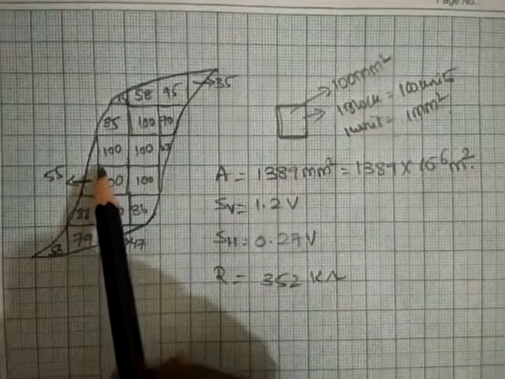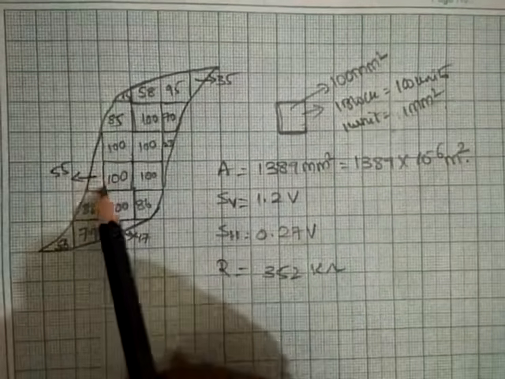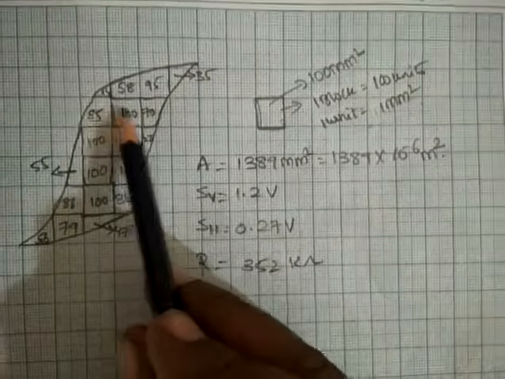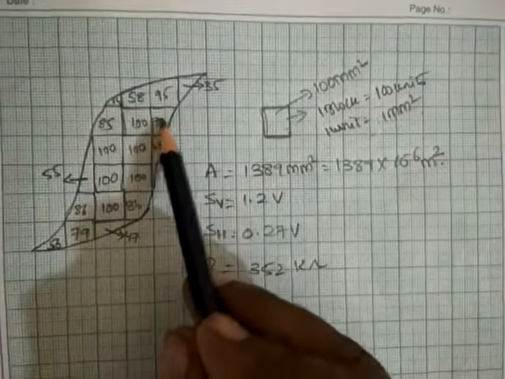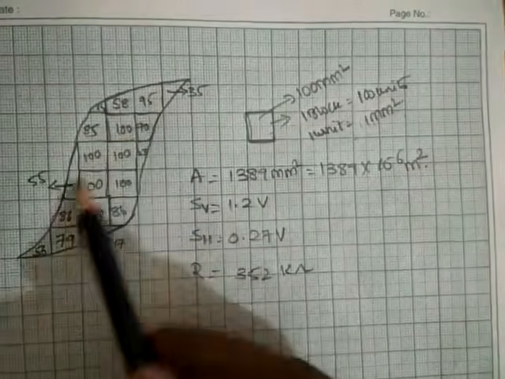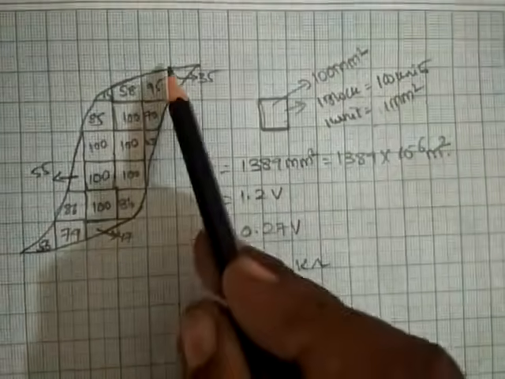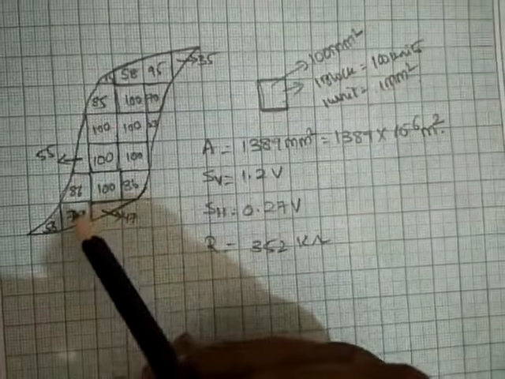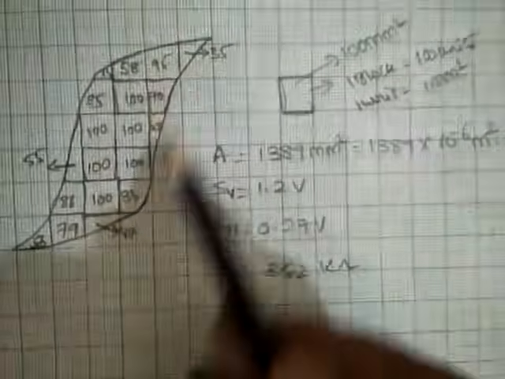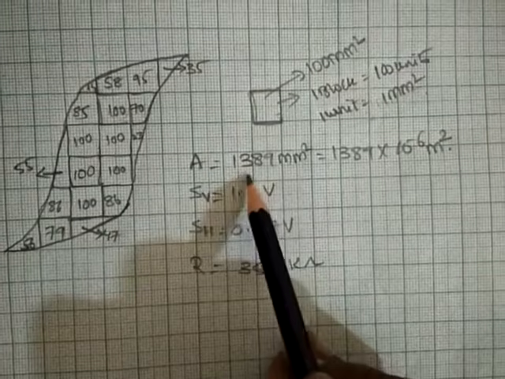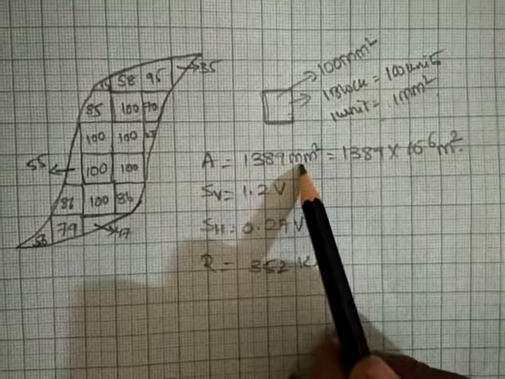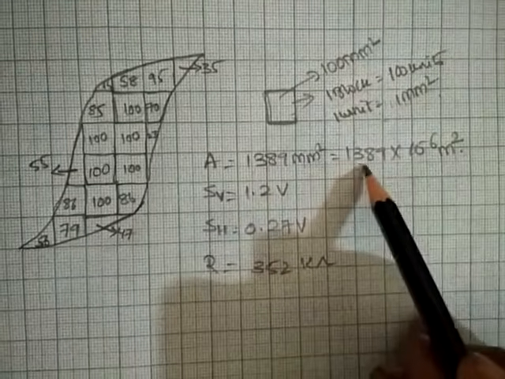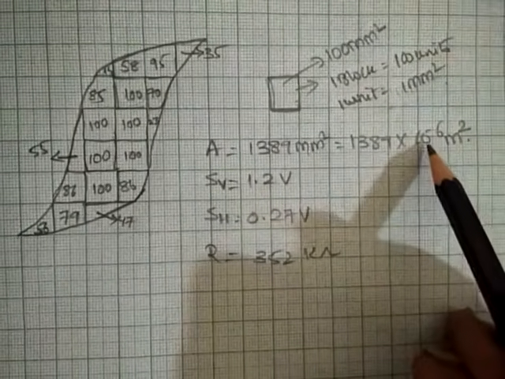Now I have measured the areas of individual sections and have represented the values over here. You can see the area of each individual section is now written, having some value. Now I have taken the total area, the sum of the areas of all sections, that is the area under this BH loop. That arrived to be about 1389 millimeter square. Converting this into meter square, I get 1389 into 10 power minus 6 meter square.